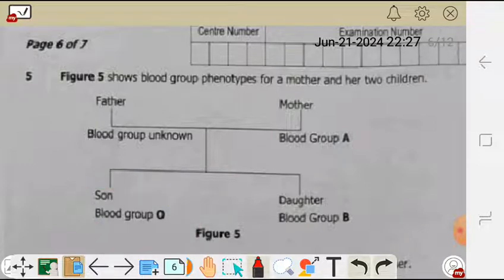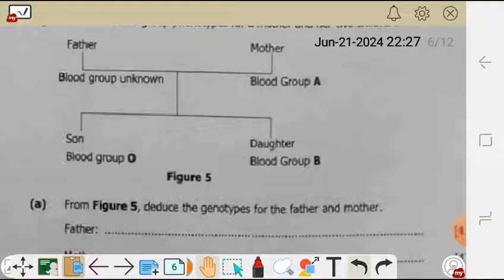Daughter, which is the son with blood group O, and the daughter with blood group B. Then the father here has a blood group that is unknown, and the mother has blood group A. So the question now reads: from figure 5, deduce the genotype of the father and the mother.